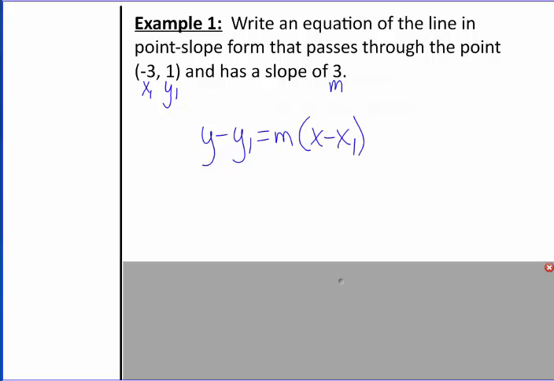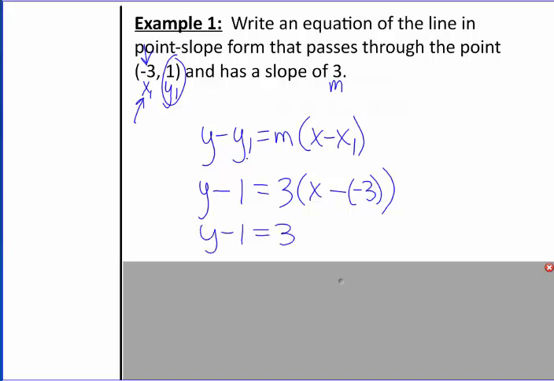Plug the information into the correct spots. So I have y minus y1, which is the one value of the point: y - 1 = m, which is 3, times (x - (-3)). And be careful when you have negative values. Here's the x1 right there, so that's our -3. When you have the two negatives together, the minus a negative, remember that can simplify to x + 3.